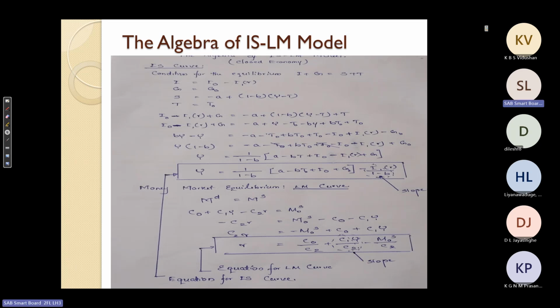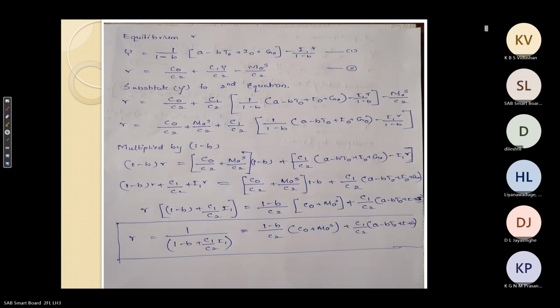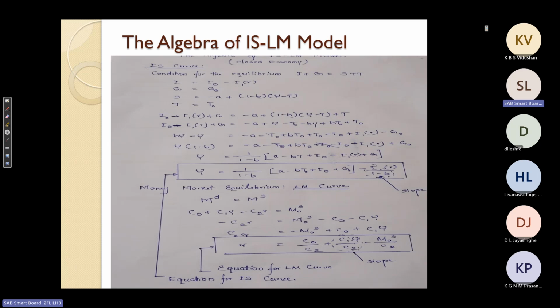Now here is the equation for the LM curve. If you look at this equation, R equals C0 divided by C2, the ratio between C0 and C2, plus C1 over C2 times Y, minus money supply over C2. So the slope of this curve is determined by C1 and C2. The slope of the LM curve depends on the interest elasticity of money demand and the income elasticity of money demand. Those are the two factors explained here. If you differentiate this equation, you get the slope, C1 over C2.